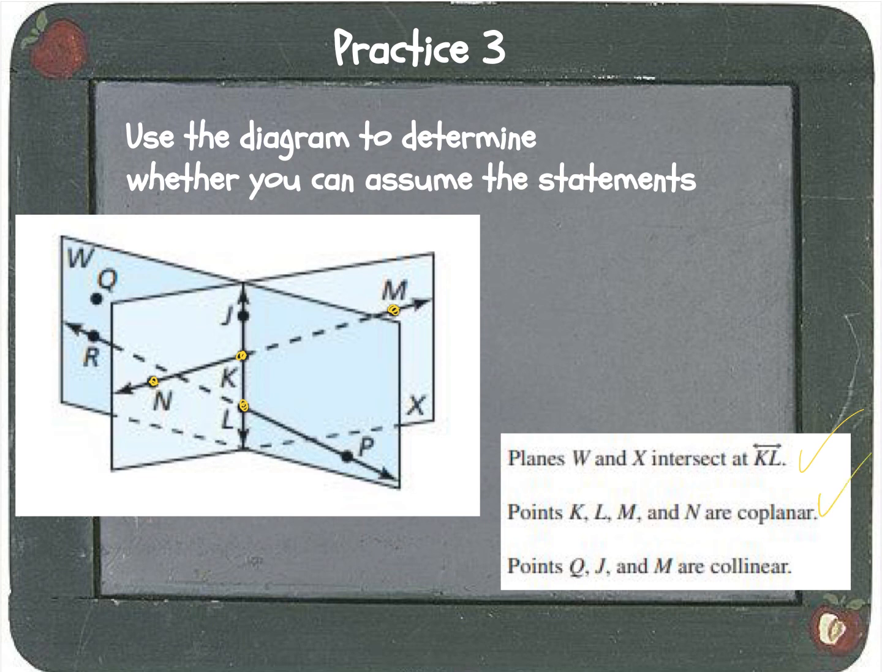X. I thought K and M was going through it. No, K and M is dotted because it's on plane X, which is behind W on this side, but in front of W on this side. Does it make a little bit more sense? Okay. Are Q, J, and M collinear? There's no line going through them. So this one we cannot assume. Put an X next to it.